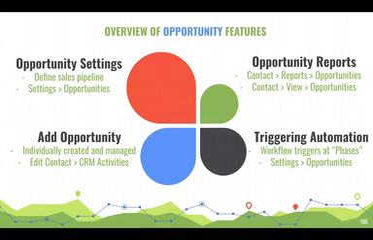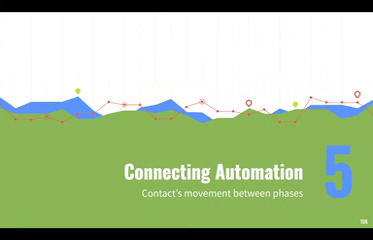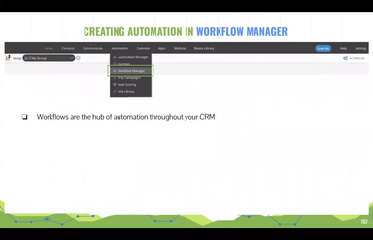And then we will walk through a little bit more about triggering the automation. And these will be to add triggers for the phases of your sales pipeline. So connecting automation when your contacts move between the different phases of your pipeline. The automations are stored within the Workflow Manager, and workflows are the hub of the automation throughout your CRM.